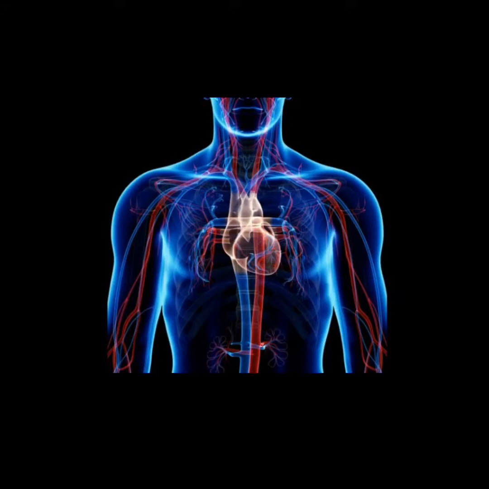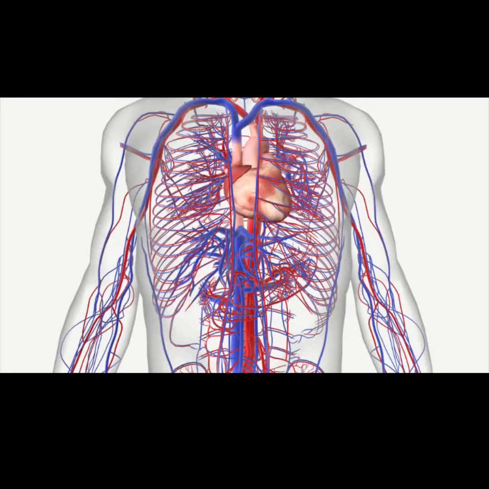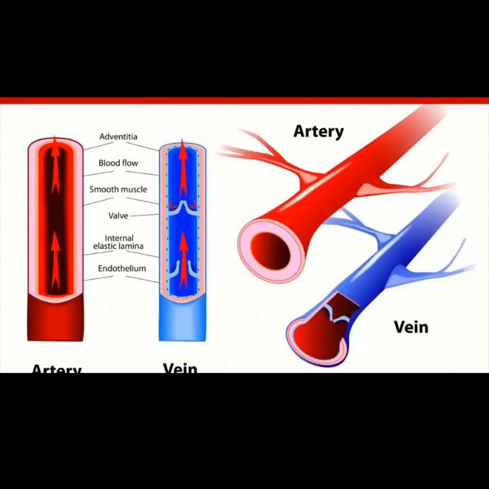The circulatory system is composed of blood, heart, and blood vessels. Its function is to bring the blood and its content to all the cells of the organism. The arteries conduct oxygenated blood, except for the pulmonary arteries, which carry the deoxygenated blood to the lungs.